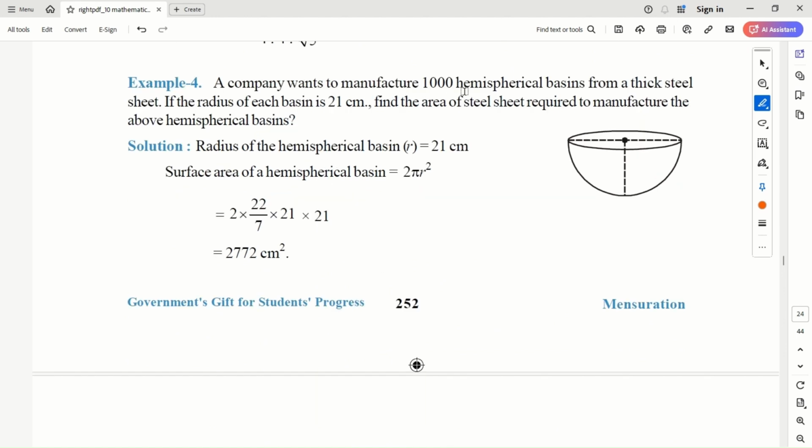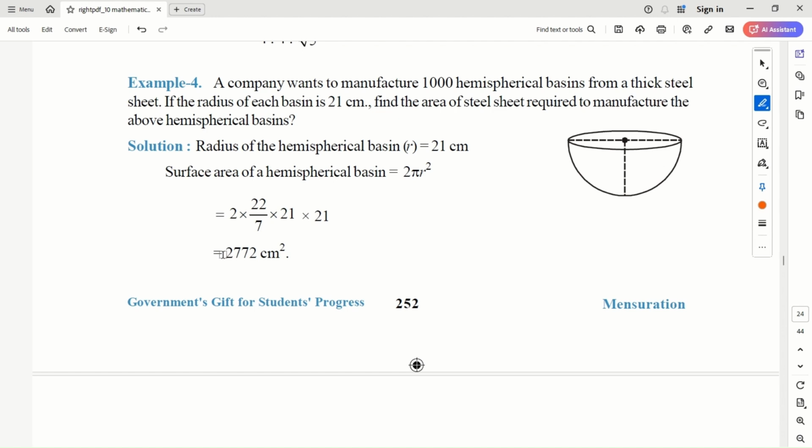A company wants to manufacture 1000 hemispherical basins from a thick steel sheet. If the radius of each basin is 21 centimeters, find the area of the steel sheet required to manufacture the above hemispherical basins. It's a basin, so obviously you will have the top open, right? It's not closed. So radius of the hemispherical basin is 21. Surface area of the basin is 2 pi r square.